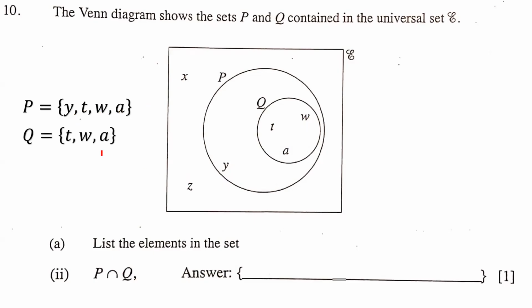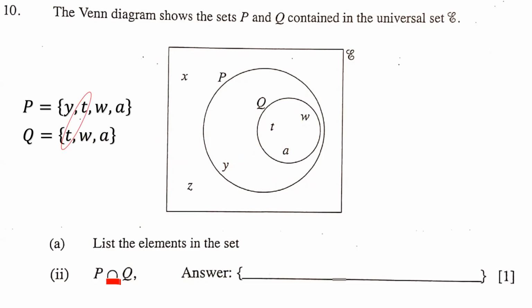Now, how about Q? What are the elements that are inside Q? Well, T, W, and A are the elements inside Q. How about Y? Y is inside P, but Y is not inside Q. And so the elements inside P are Y, T, W, and A, and the elements inside Q alone are just T, W, and A. But we want the intersection. We want what they have in common.